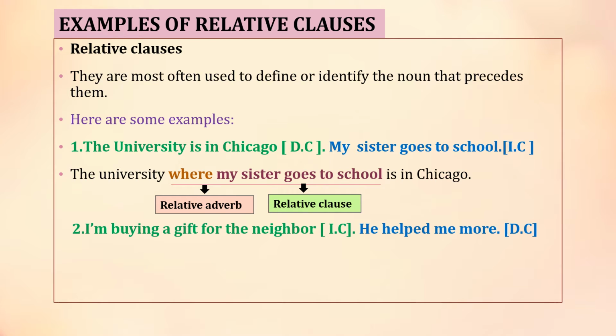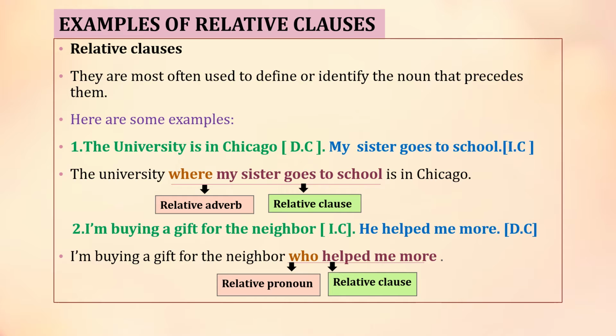If we observe the second sentence, I am buying a gift for the neighbor. It is an independent clause. He helped me more. It is a dependent clause. If we join both these 2 clauses with the help of who, then it becomes: I am buying a gift for the neighbor who helped me more. Here who becomes the relative pronoun and who helped me more becomes the relative clause.